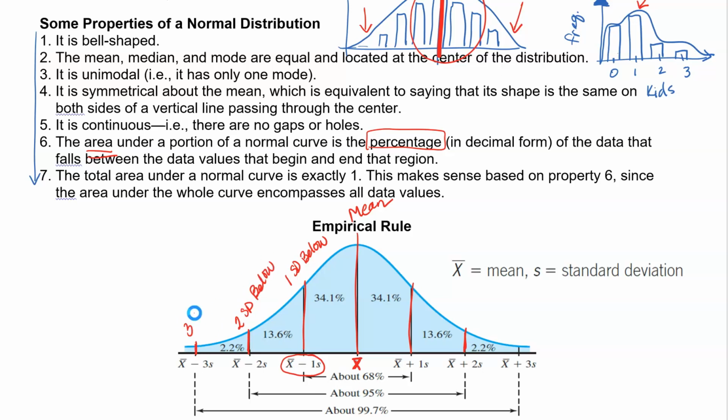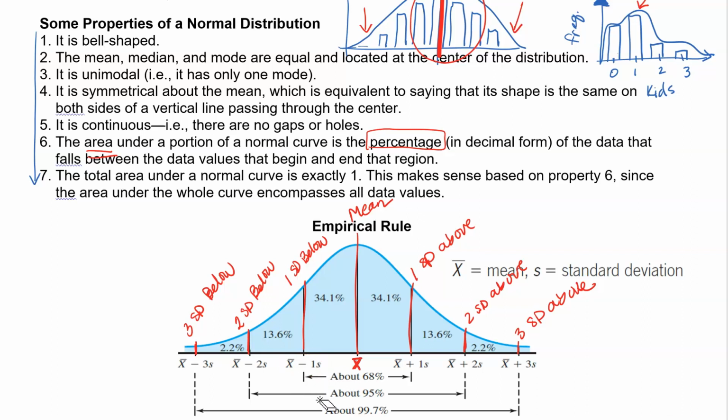And this one is 3 standard deviations below. And then over here is 1 standard deviation above, 2 standard deviations above, and 3 standard deviations above. And if you ever want to know how many or the percentage of data values between certain values on the graph, all you have to do is find the area under the curve.